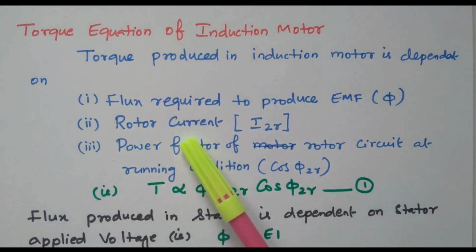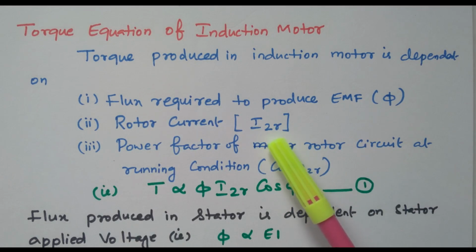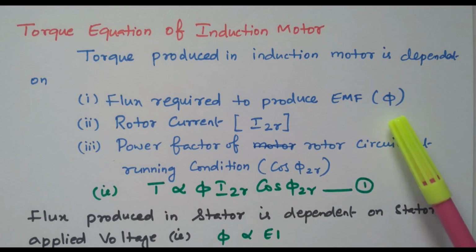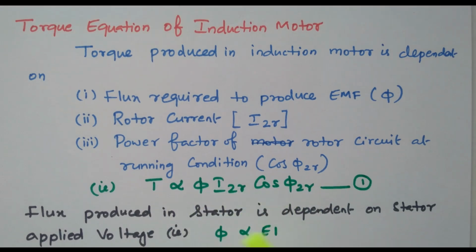Next one, rotor current. It is called as I2R. I2R refers to the rotor current. Then the power factor of the rotor circuit at running condition, that is cos phi 2R. 2R refers to the rotor. So this torque depends upon flux requirement, rotor current, and power factor of the rotor circuit under running condition. By combining the three, we can write it as torque is directly proportional to phi into I2R into cos phi 2R. It depends upon these three parameters.